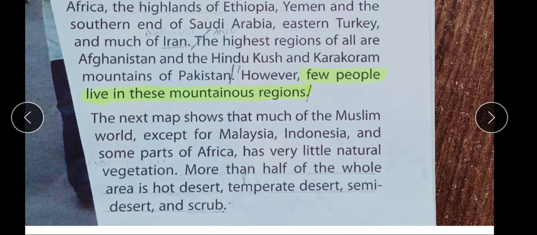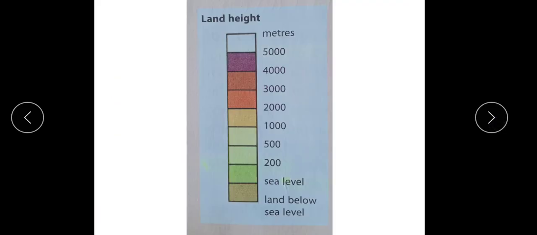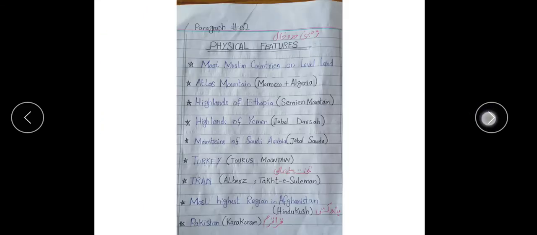So this paragraph is telling us that some of countries like Malaysia, Indonesia, which are situated in Southeast Asia, and some of the Central African countries have very little vegetation, natural vegetation. But rest of Muslim countries, or we can say more than half of Muslim countries, are located in hot desert, temperate desert, semi-deserts and scrub. Now let me tell you about them by map. Then you will understand them easily. Then we will come to next paragraph, and we will discuss them further.